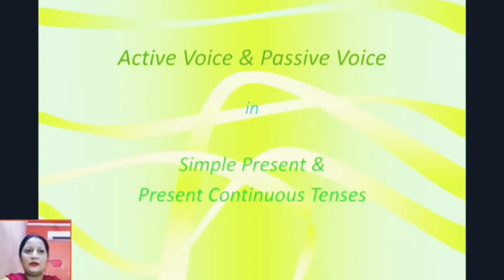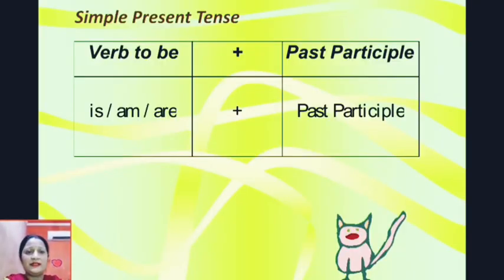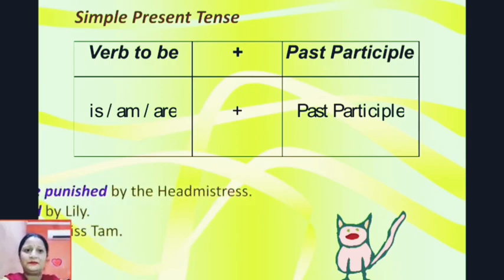Now, active and passive voice in simple present and present continuous tenses. Let us see through some more examples. In simple present tense, the verb to be, that is, am, is and are, plus past participle, the third form of verb, we have to use. Let us see the examples. How do we use them?